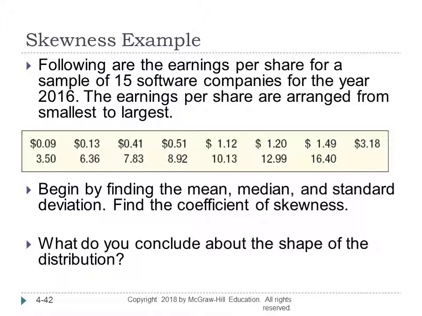So here n is equal to 15. We have 15 data values. The smallest data value is the first one, $0.09. The maximum is $16.4. We would like to calculate the skewness measure or coefficient. So we need to calculate the mean, median, and standard deviation to find the coefficient of skewness. Once we have this number, we can decide the shape of the distribution, whether it's symmetric, negatively skewed, or positively skewed.